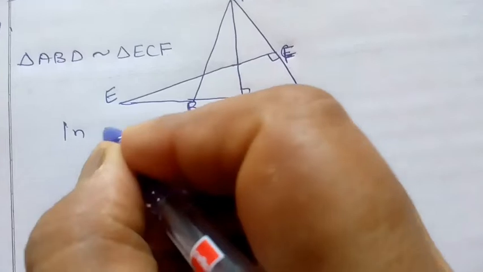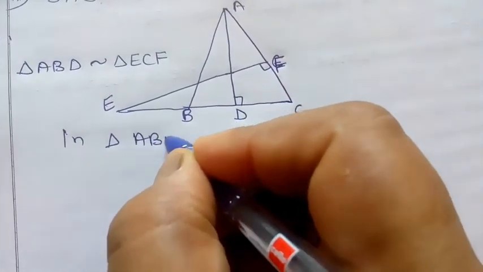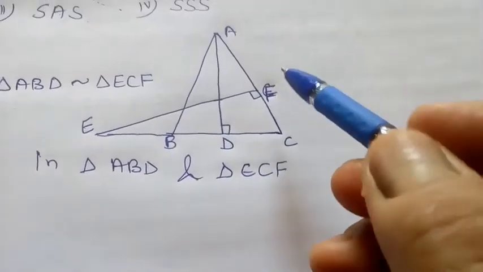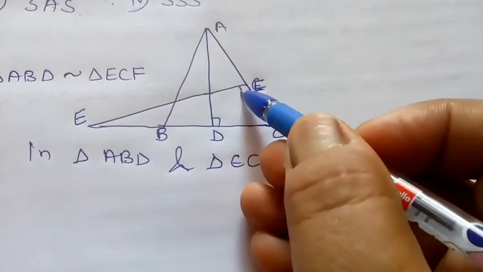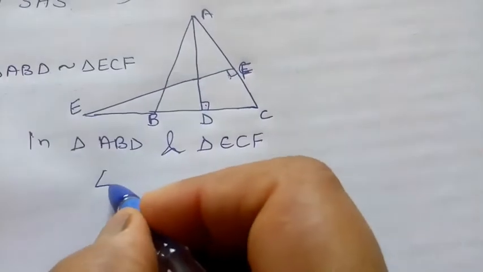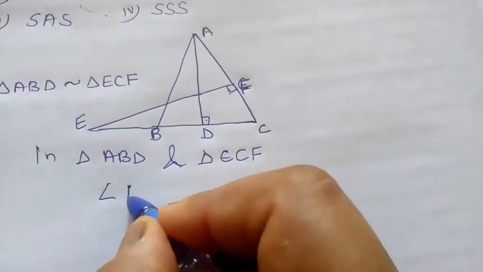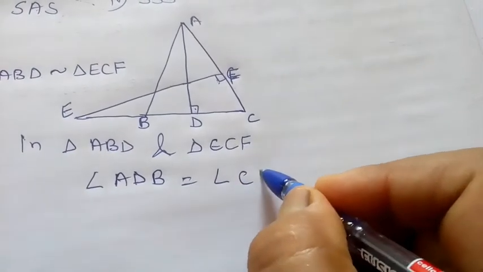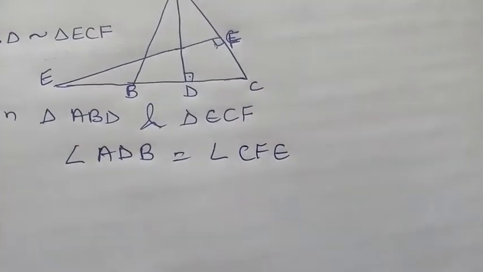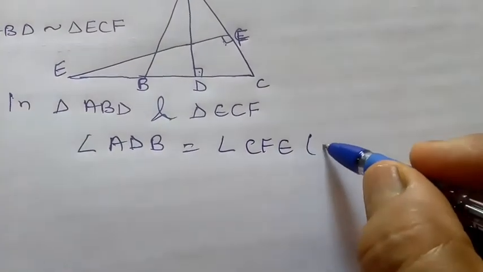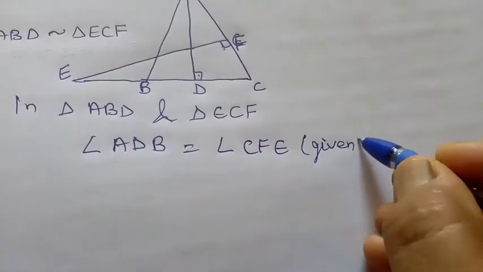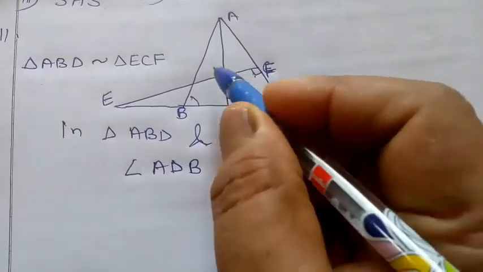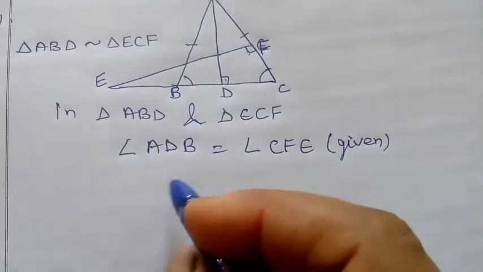Right. In triangle ABD and triangle ECF, angle D equals angle E. Angle ADB equals angle CFE. Both are 90 degrees, and given. And next, AB equals AC, so angle B equals angle C. AB equals AC, angle B equals angle C.